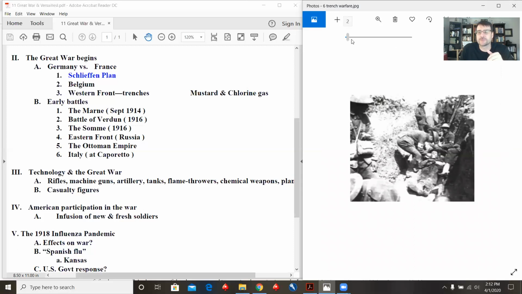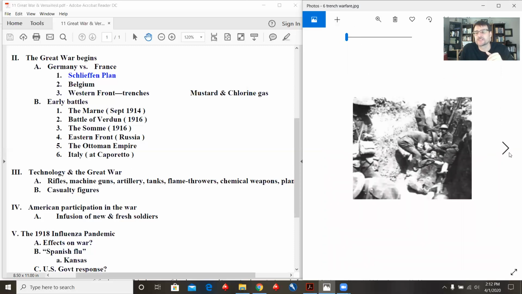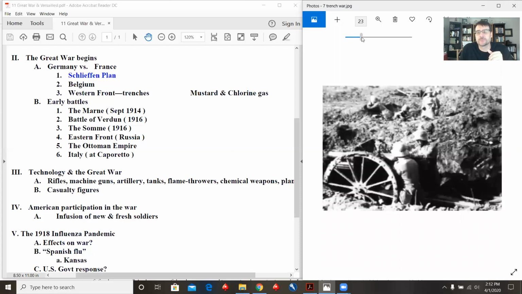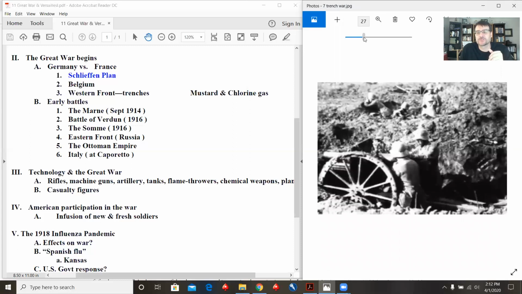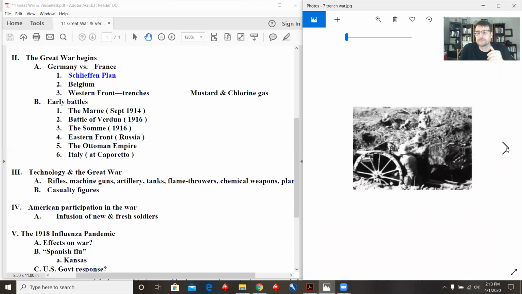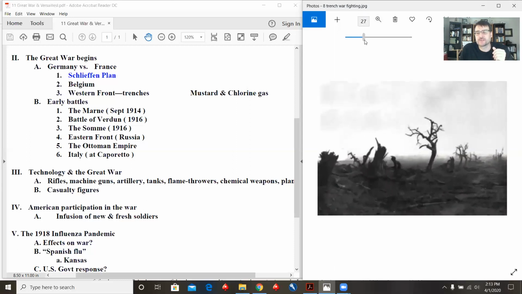So here's some photos of trench warfare. You can usually tell who's who by their helmets. These are a little hard to see. They look like British. Germans are easy. They had the same helmets in World War I. In World War II, the Darth Vader helmet, right? There's a machine gun. Here's what happens to the area between the trenches. It's called no man's land, just obliterated.